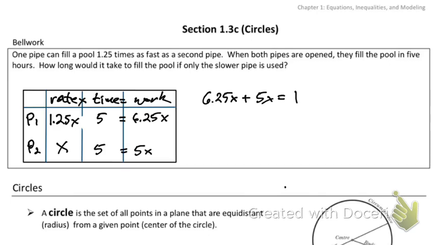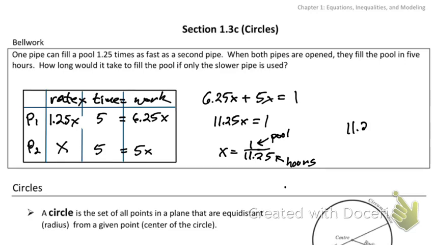Well, if I add these together, we're going to have 11.25x equals 1. So our x will equal 1 over 11.25. Now, let's look where that x would go in. That x would go in the rate of pipe 2, the slower pipe. So the slower pipe can fill up one pool per 11.25 hours. So it's going to take the slower one 11.25 hours to fill a pool all by itself.